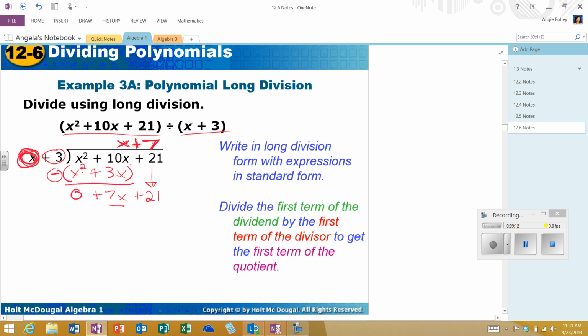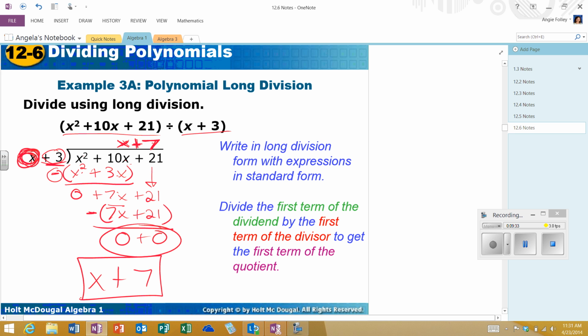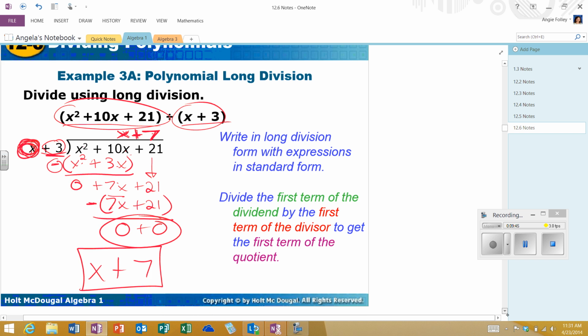Now I'm going to take that 7 and multiply it by the x out here, so I get 7x. I also need to multiply it by 3, so I get 21. I'm going to subtract that quantity, so 7x minus 7x is 0, and 21 minus 21 is 0, so I have no remainder. So my solution, when I divide it, is just x plus 7. Now I know you could get the same answer by writing this as a rational expression and factoring and canceling out, but you do need to understand this process of long division of polynomials.